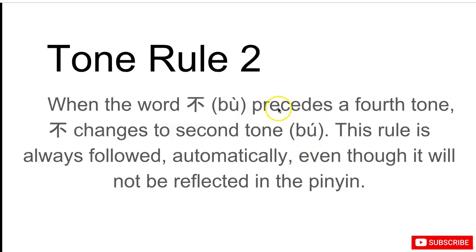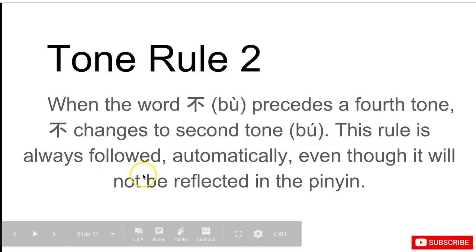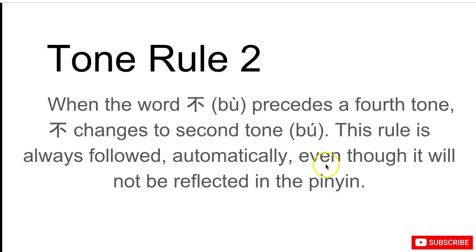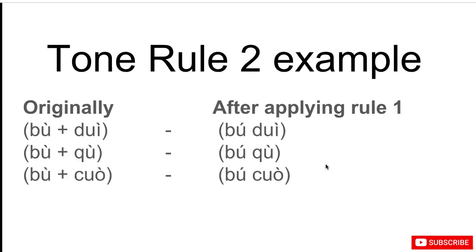So it says when bu is followed by a fourth tone, it changes to a second tone. This rule is always followed automatically, even though it will not be reflected in the pinyin. So when you're reading it, you'll see it written this way, but because it's followed by the fourth tone, you pronounce it this way. So let's see some examples so that you understand.